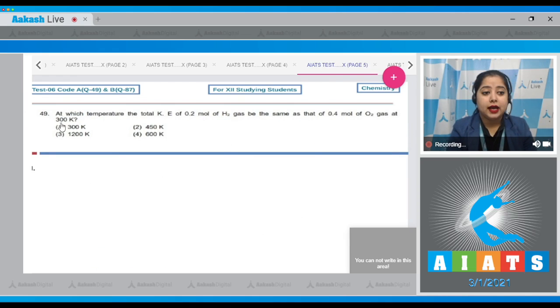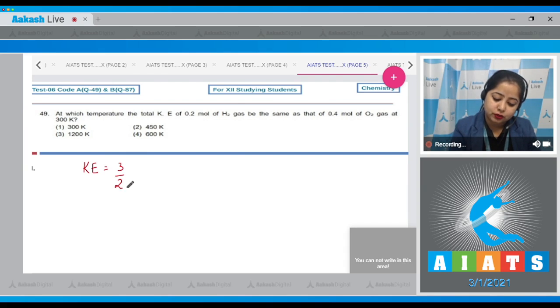Let's read it. At which temperature will the total kinetic energy of 0.2 mole of H2 gas be the same as that of 0.4 mole of O2 gas at 300 Kelvin? Students, we all know that kinetic energy is equals to 3 by 2 nRT.